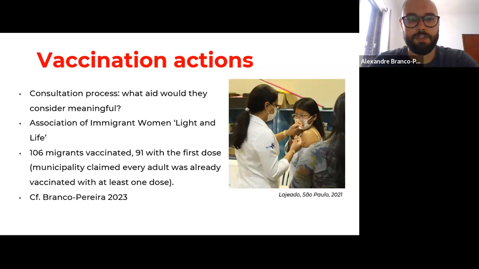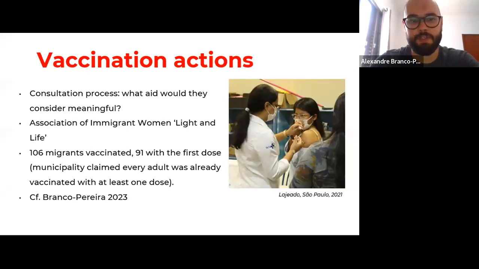The first consultation process was with the Association of Immigrant Women Latin Life, a network of Bolivian, Peruvian, Venezuelan, Paraguayan, and Brazilian women who were community leaders in the easternmost region of São Paulo, South America's largest city. Many of them identified themselves as indigenous. Members of the association reported several cases of denial of vaccination of COVID-19. And at the time, the municipality of São Paulo had already announced that 100% of the population was vaccinated with at least one dose, but these racialized migrants weren't considered.